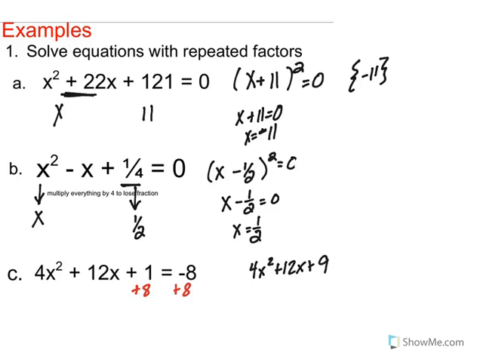Again, recognize that this is a perfect square. Square root of 4x squared is 2x. Square root of 9 is 3. 2 times 3 is 6. And 6x times 2 is 12x. So I know that that's a perfect square.